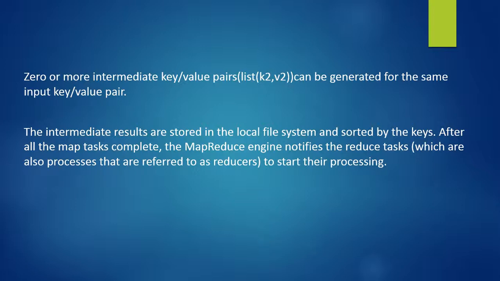Zero or more intermediate key value pairs, list of K2 and V2, K2 being the key and V2 being the list of values, can be generated for the same input key value pair. The intermediate results are stored in the local file system and then sorted by the keys. After all the map tasks complete, the MapReduce engine notifies the reduce tasks, which are also processes, to start their processing.